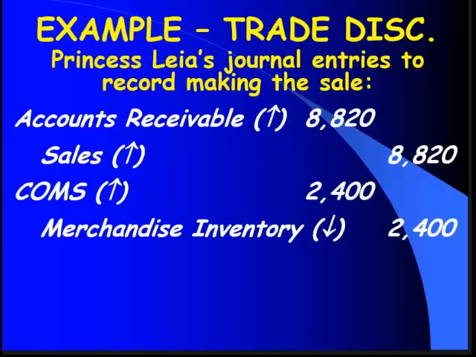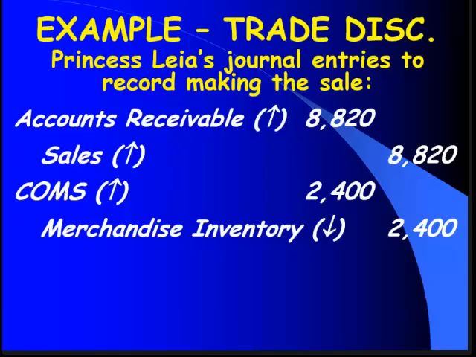My second entry is to update the inventory. I have less inventory. That's an asset, and it goes down with a credit. That inventory becomes an expense to me called cost of goods sold, and we're going to debit it for the $2,400 then.